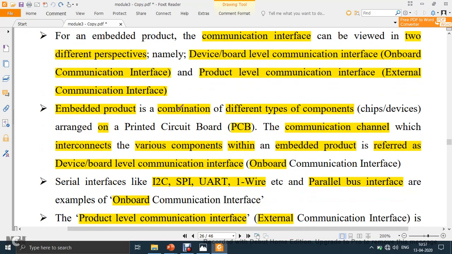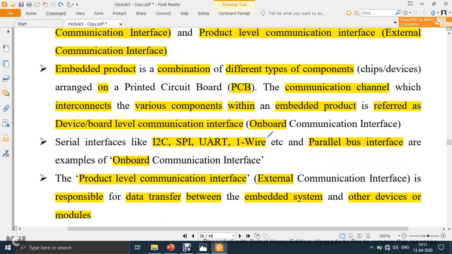An embedded product is a combination of different types of components, like chips or devices arranged on a PCB. The communication channel which interconnects the various components within an embedded system is referred to as device or board level, also known as onboard communication interface. As I told, take the communication between the processor and the RAM. Both are available on the same chip or PCB, but still there has to be some channel or media through which they communicate with each other. Such an interface is known as an onboard interface.